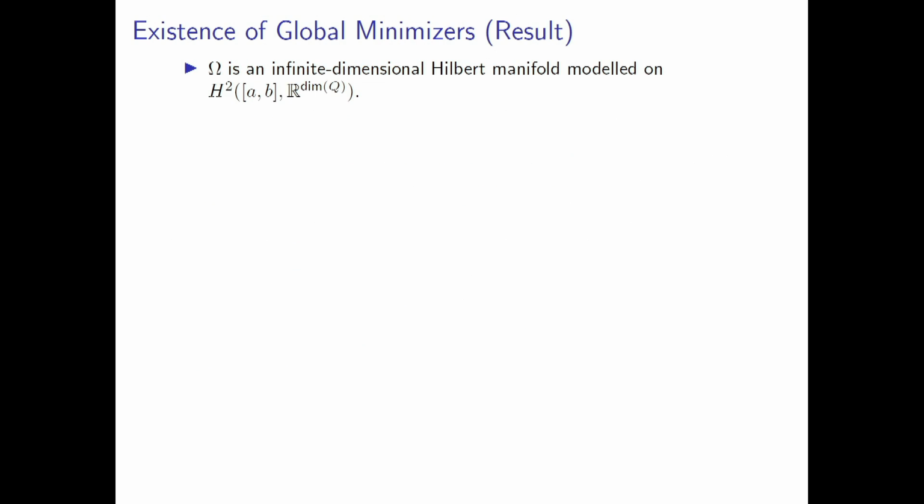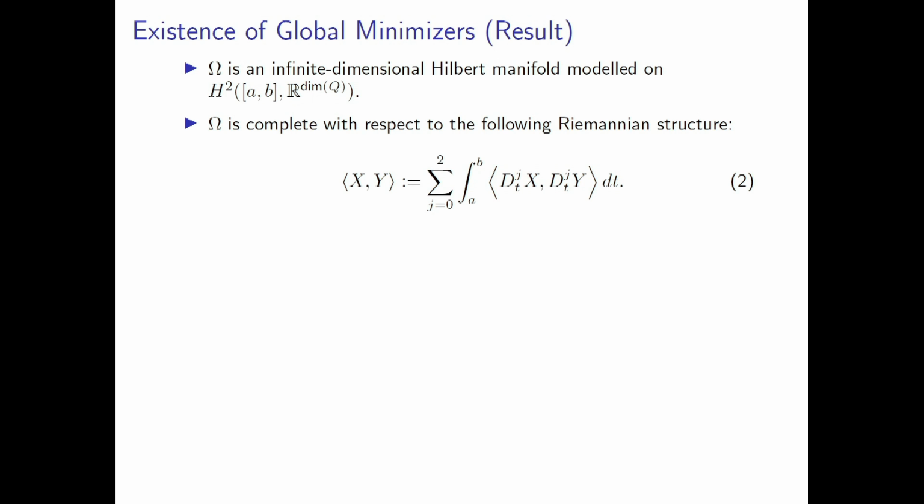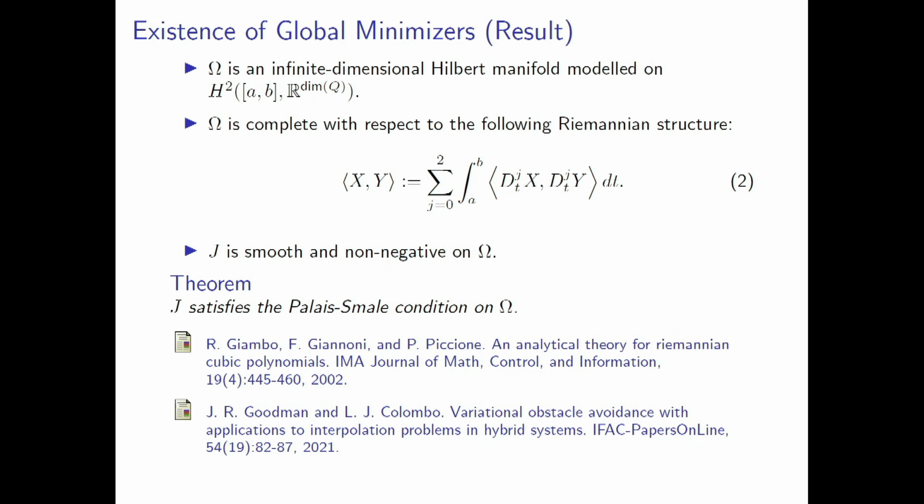In our case, omega, the space of curves, is an infinite dimensional Hilbert manifold modeled on this space, and omega is complete with this Riemannian structure. So we can define a Riemannian structure for which omega is complete. And also J is smooth and non-negative on omega, where the condition that B is positive is crucial to show that J is non-negative on omega. Then, given this, we can say that J satisfies the Palais-Smale condition on omega, and then we have the existence of global minimizers for our variational problem.